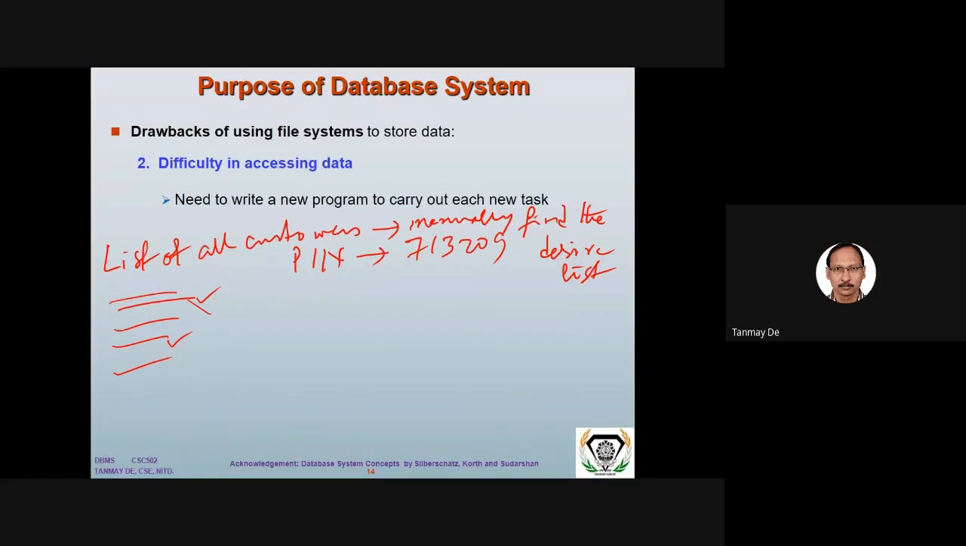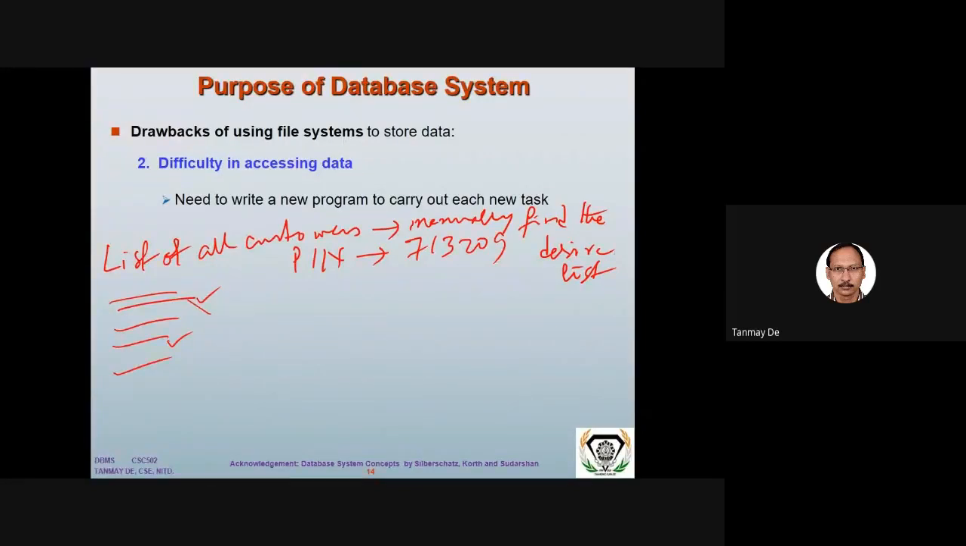So the bank officer has two options. The bank officer asks the data processing department, which at that moment only has an application program that can generate the list of all loan customers. From that, either the data processing department manually finds the desired customers, or the bank officer asks them to write a new application program to generate such a list. That way, a solution can be provided.